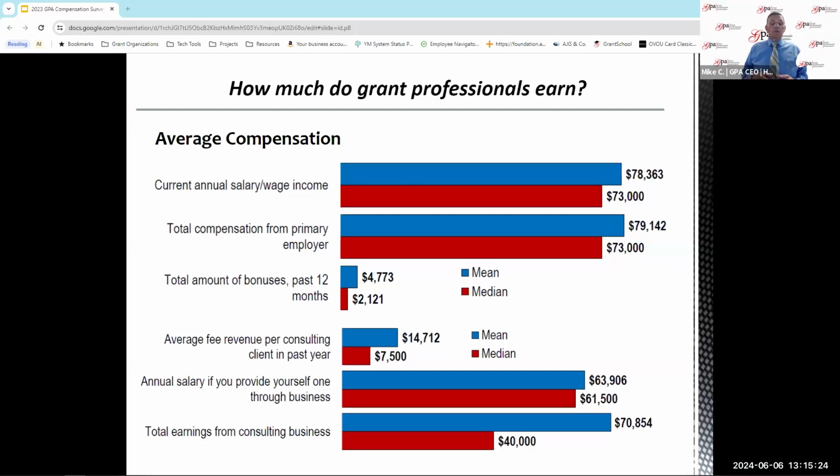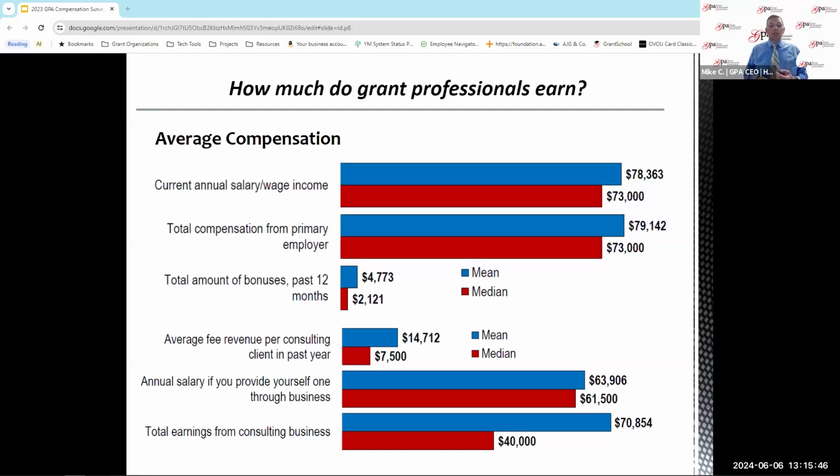Total bonuses, which were reported by 27% of those who responded to the survey, were a mean of 4,700 and a median of just over 2,000. So average total compensation, which includes salary plus the bonus, was just over 79,000 with a median of 73,000.